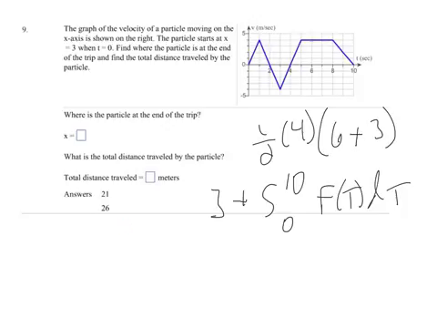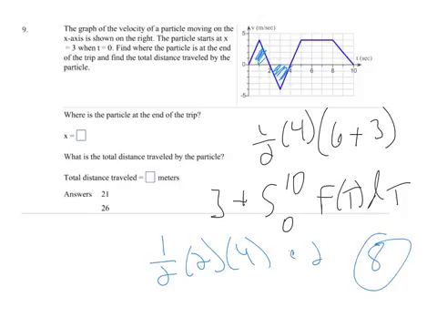Then to get the total distance, all I have to add on to this is this negative area and that positive area. So basically all I have to do is find the area of one of those triangles. So 1/2 times 2 times, how tall is that, 4? And then I'm going to double it because there's 2 of them. So times 2 is going to give me an additional 8 units traveled.